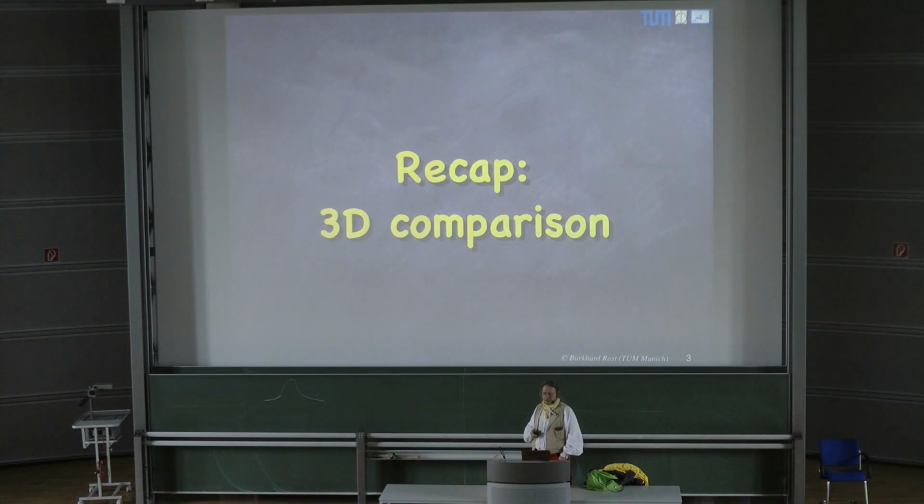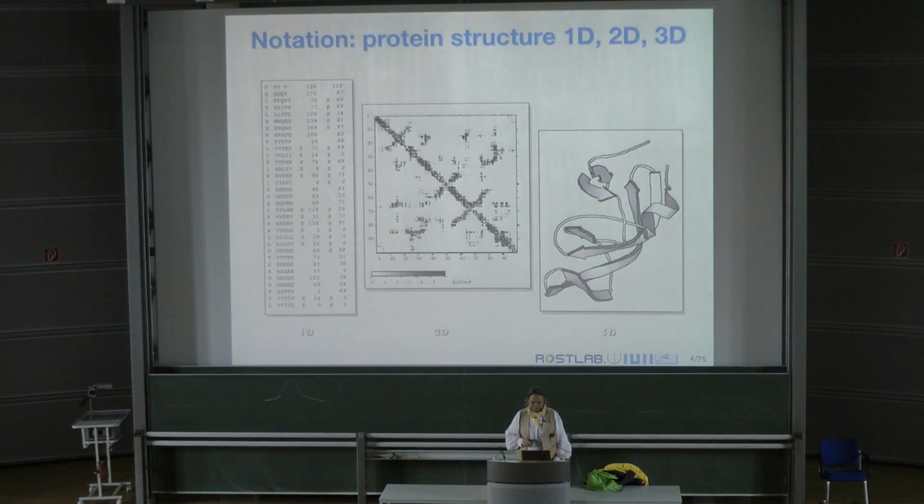Okay, recap on 3D comparison. We can describe proteins on the level of 3D. So this is the actual 3D structure, the coordinates of an atom. In 2D, which is the distance map. And I said that the information content of 2D almost entirely contains the 3D structure, except for its mirror image. And then there's a representation on 1D.